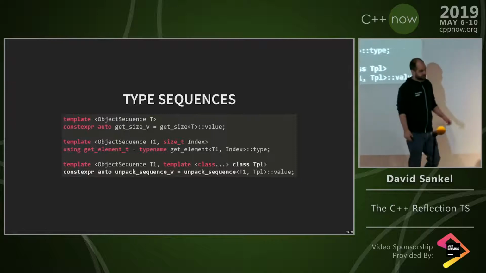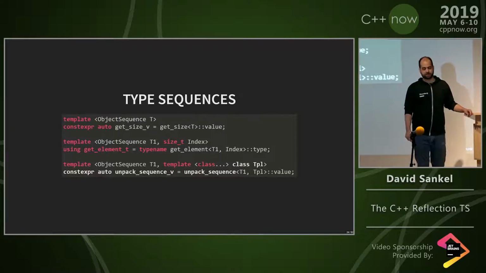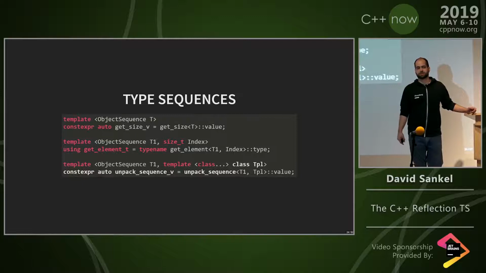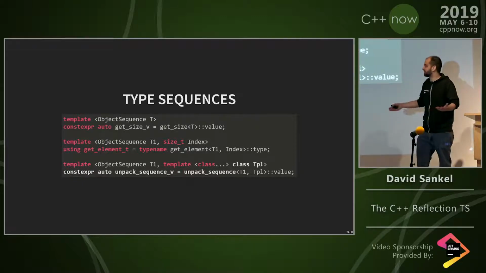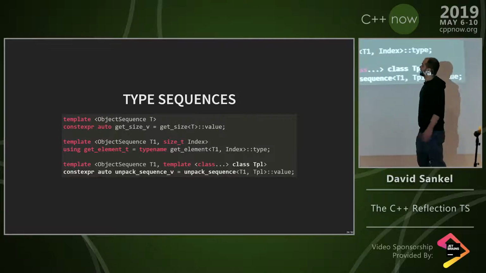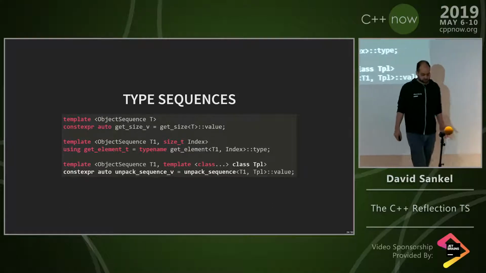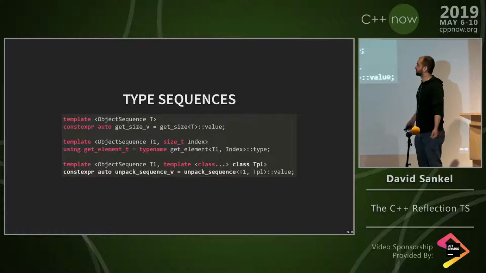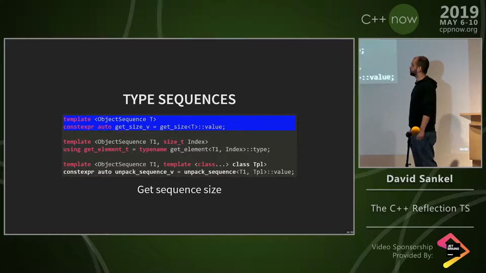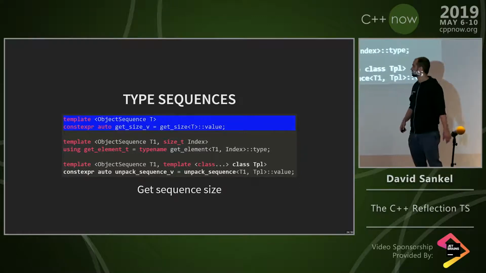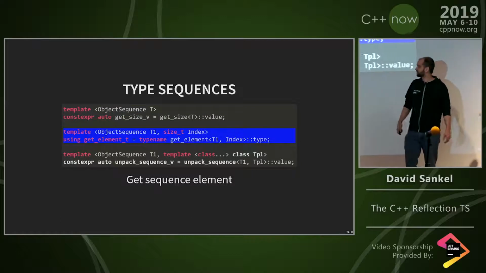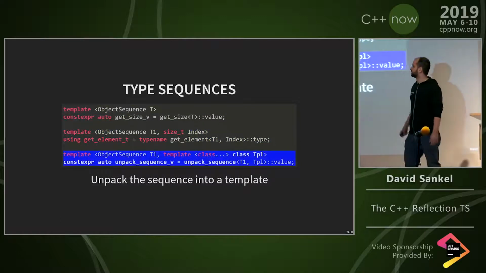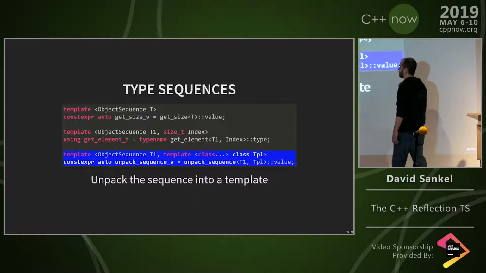In the reflection TS, we also have this idea of sequences. So this is like an MPL sequence or something along these lines, a list of types. And anything which is an object sequence has these operations associated with it. You can get the size of the sequence, you can get the element out of the sequence, and interestingly, we have this special unpack_sequence_v.